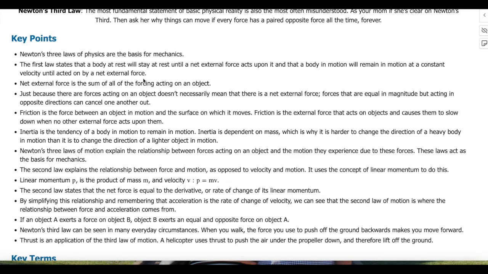Well, I know that's a long sentence, so maybe we can divide it up. All right. The first law states that a body at rest will blank. Stay at rest. That's right. Body in motion will remain in motion until, that's right, acted on by a net external force.